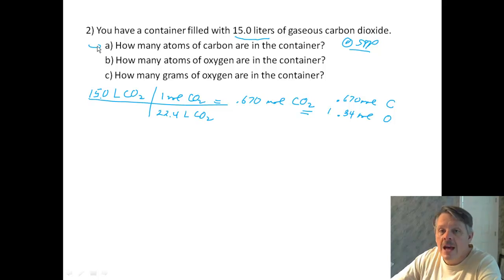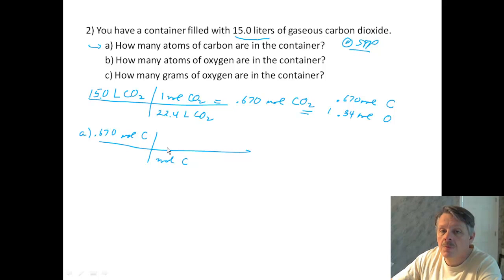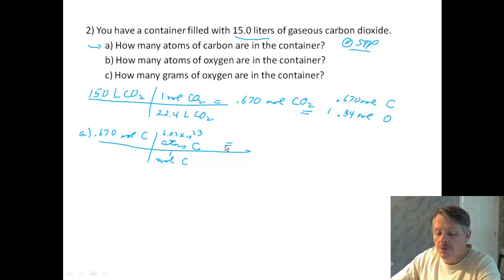How many atoms of carbon are in the container? Well, carbon, we have 0.670 moles of carbon. And we're going to get rid of moles of carbon. And we're going to go to, what are we going to? Atoms of carbon. And that's 6.02 times 10 to the 23rd atoms of carbon in 1 mole. When I multiply that out, I find out that I get 4.03 times 10 to the 23rd atoms of carbon.